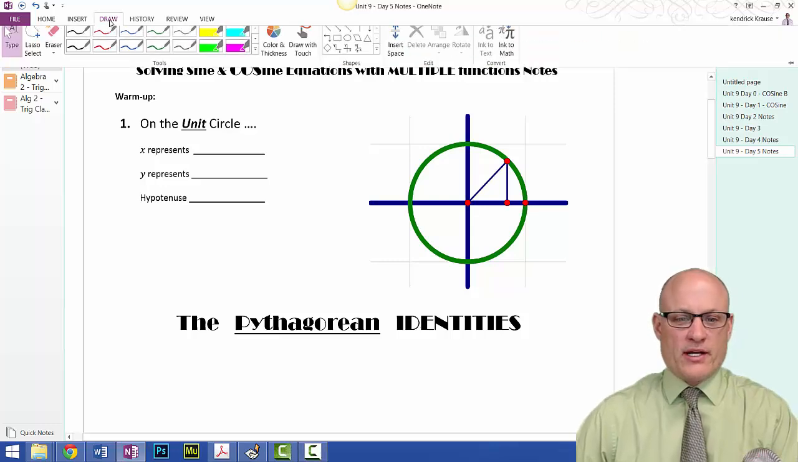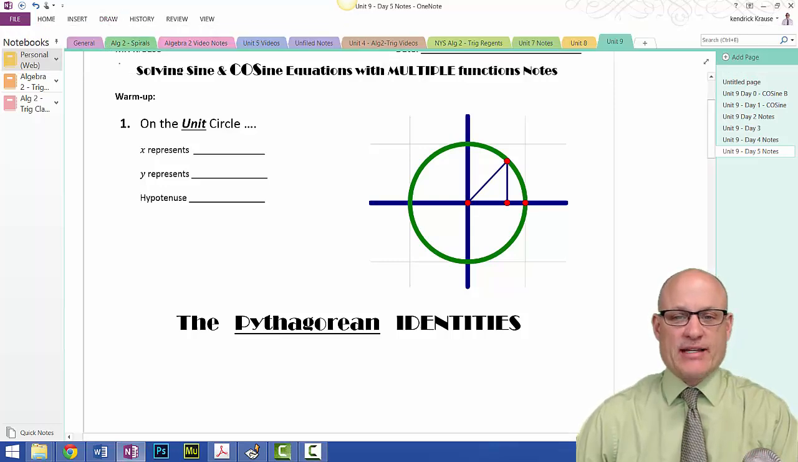Well, here we go again. All right, we're still in Unit 9. This is Day 5 homework. But we got to learn the notes first. And today we're going to be talking about cosine equations with multiple functions.